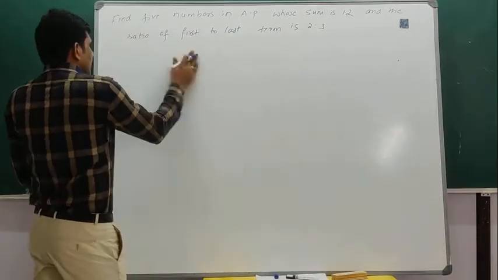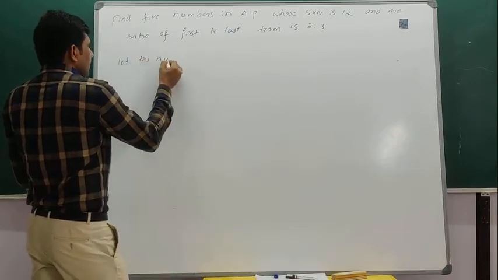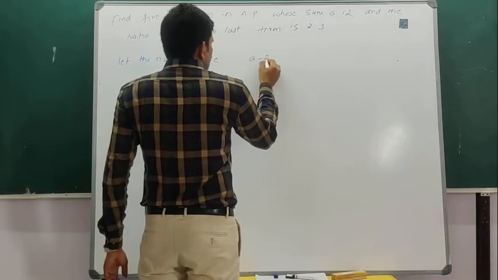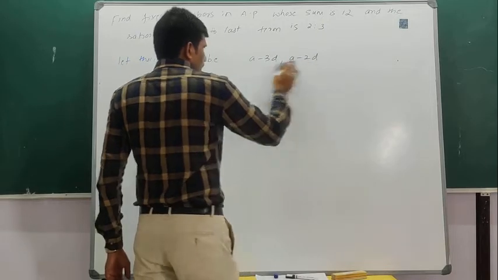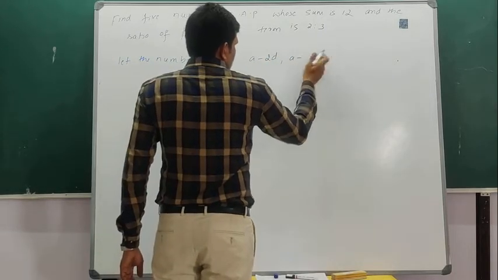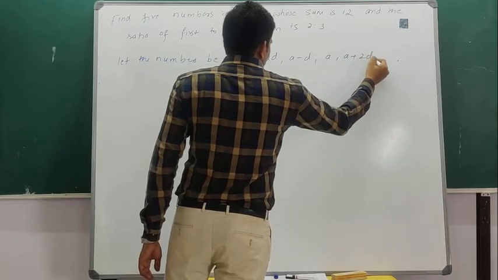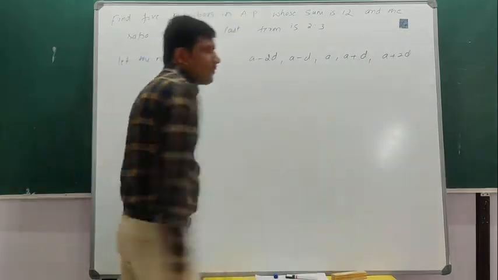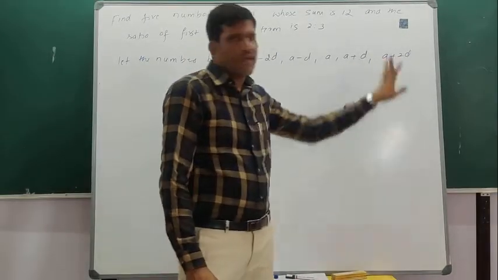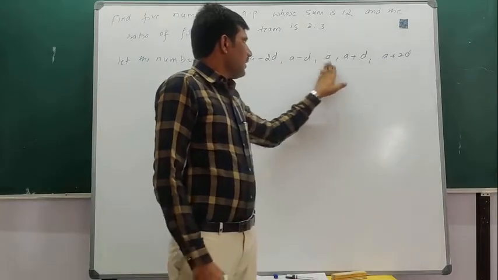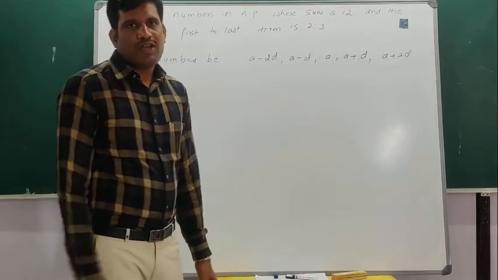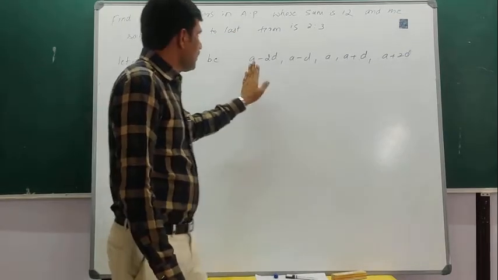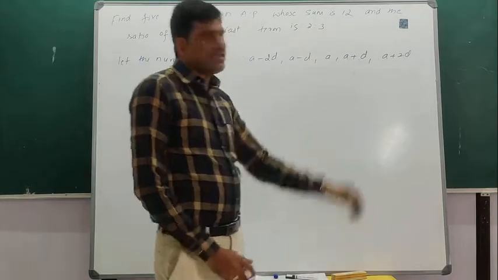So let the numbers be, as I already told you. When 5 terms are given, we take A minus 2D, A minus D, A, A plus D and A plus 2D. This is how we will take the 5 numbers in AP. See, 1, 2, 3, 4, 5. I already explained that if we take 4 numbers, we take them differently. Now 5 terms are given, so the terms are A minus 2D, A minus D, A, A plus D and A plus 2D.